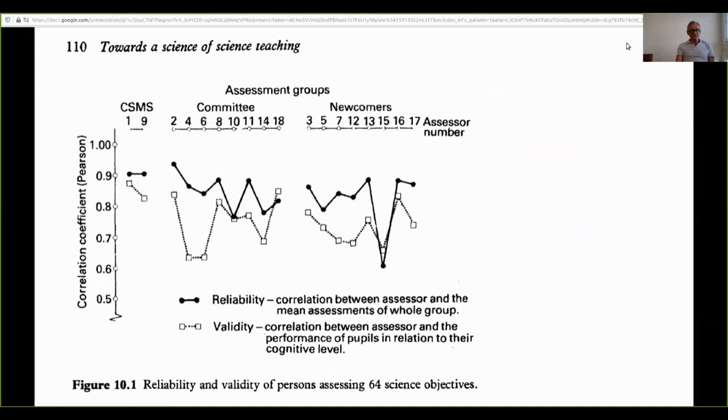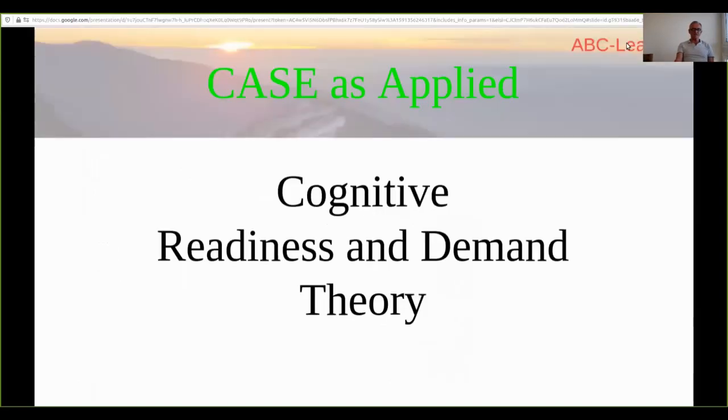They, of course, were interested to see that the CAT was a reliable and valid instrument that could be used by newcomers. By newcomers, these are not new teachers, they're teachers that have been teaching science for a goodly while. But they got very, very good agreement between the experts, the trained committee, and the newcomers, showing that this CAT is a reliable and a valid tool to map out cognitive demands of the science curriculum.